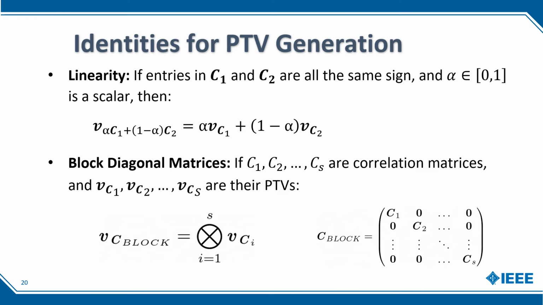There are two identities that we've found that can greatly expand the types of correlation matrices that we can generate PTVs for. The first is the linearity property, which states that if all entries in two correlation matrices have the same sign, then the PTV for the scaled linear combination of these two matrices is equal to the linear combination of the PTVs for each individual correlation matrix. The second involves block diagonal correlation matrices. Since each submatrix is independent from all others, the PTV for a block diagonal correlation matrix can be shown to be the tensor product of the PTVs for each individual submatrix.